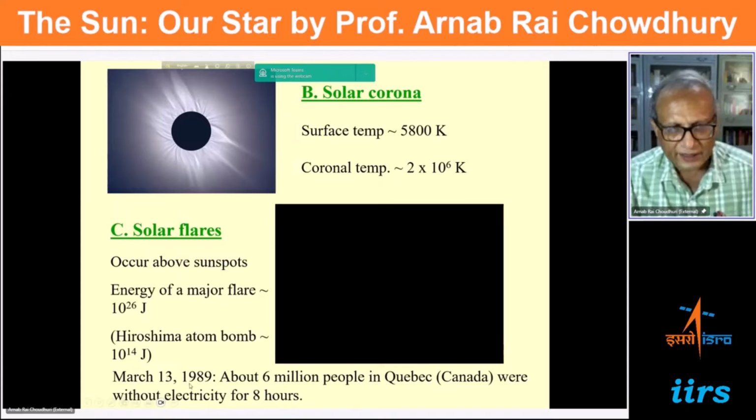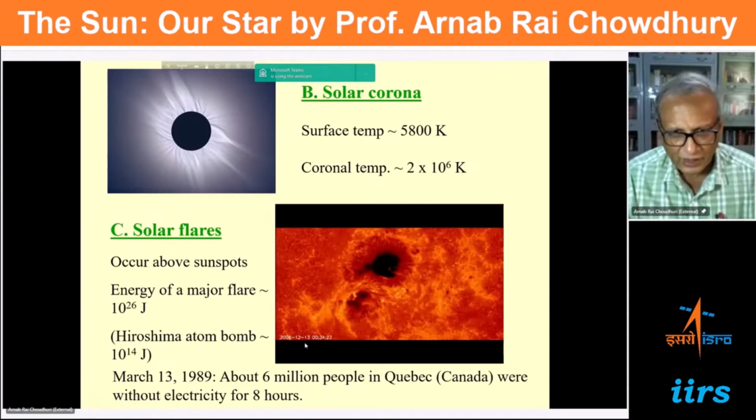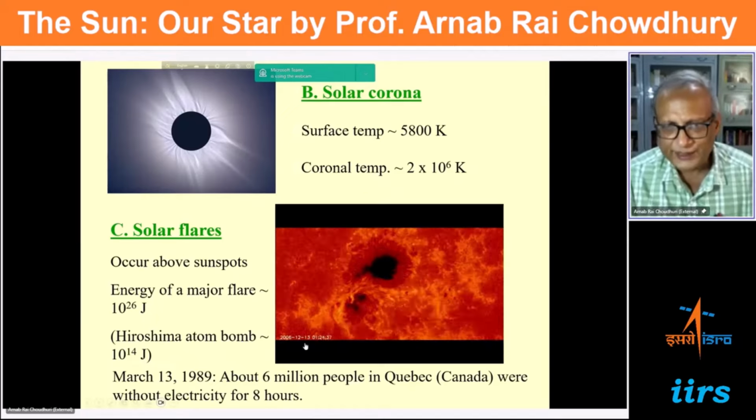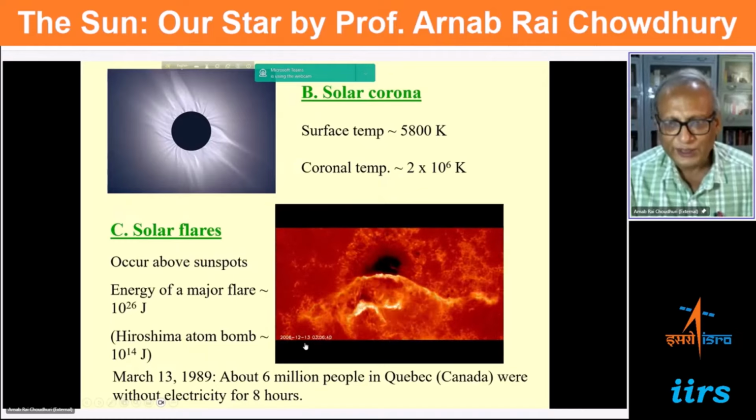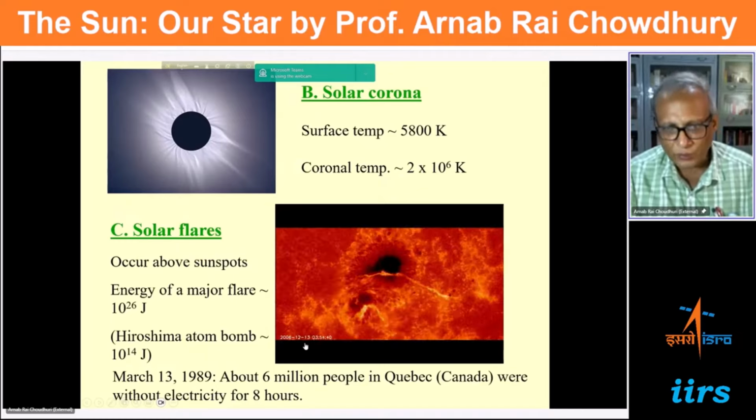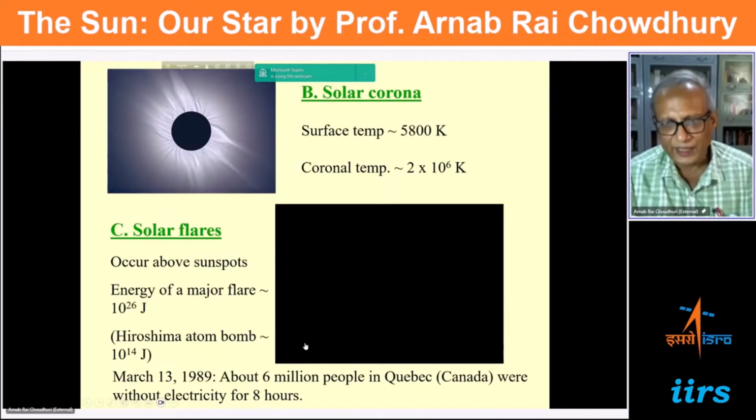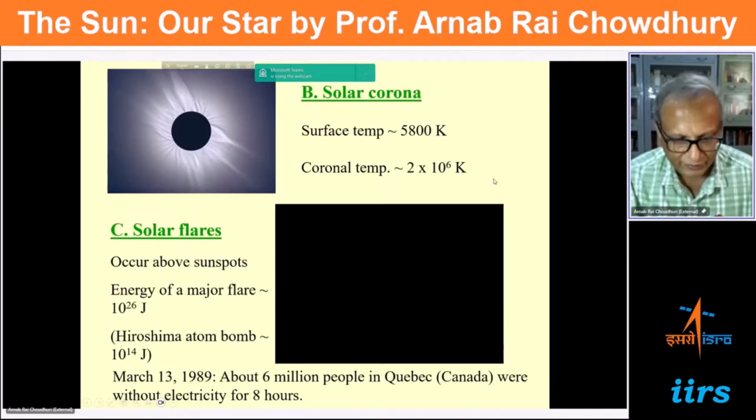On March 13, 1989, about 6 million people in Quebec, Eastern Canada, were without electricity for 8 hours. And apparently this power blackout was caused by a large flare which was seen by solar astronomers 3 days earlier. The effects of these solar disturbances are maximal near a geomagnetic pole. And since one geomagnetic pole is very close to eastern Canada, that is one particularly vulnerable region.